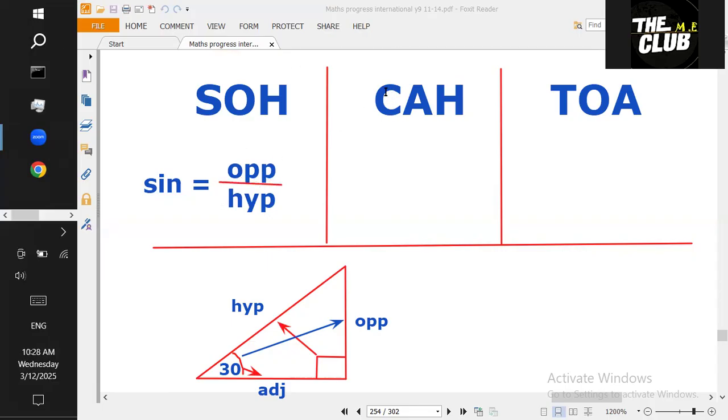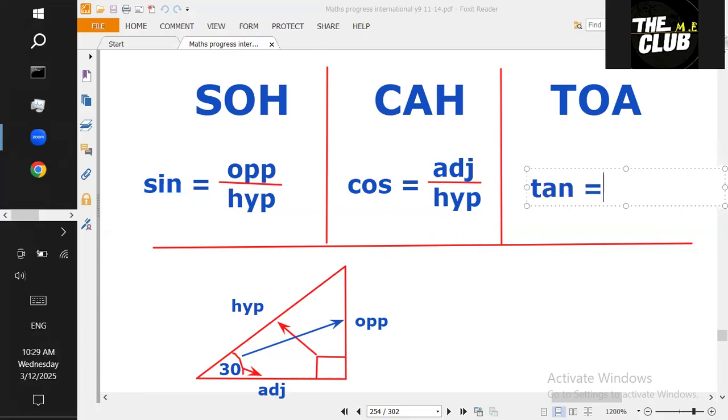Next one, we have the C, which is the cosine. So the cosine of the angle equals adjacent, which is A, over the hypotenuse. So basically the hypotenuse is always in the denominator. Okay. And then the last one here, we have the T, which is the tan or the tangent. So tan of the angle will equal opposite divided by adjacent.